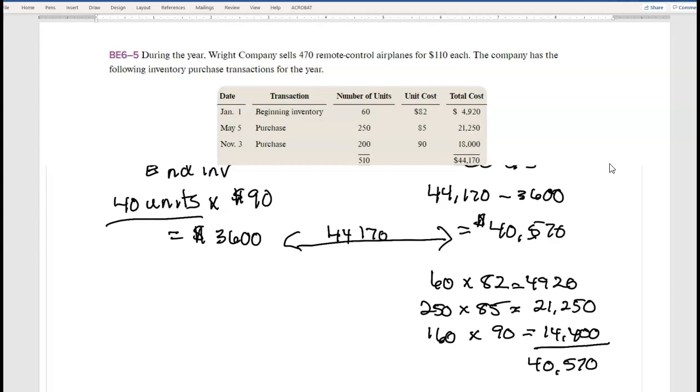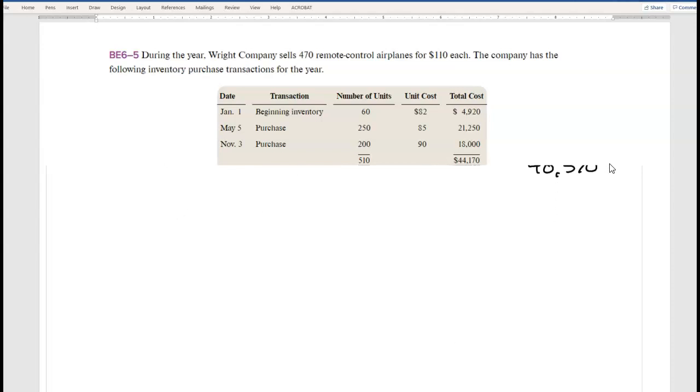In our case, it's not so hard because we only had a few purchases. But what about if we have a company that has thousands and thousands of purchases? It's easier to do it the other way. And of course, we do in the accounting world have software that does this, but you need to understand what the software does. And it does it the same way, it just does it for you.